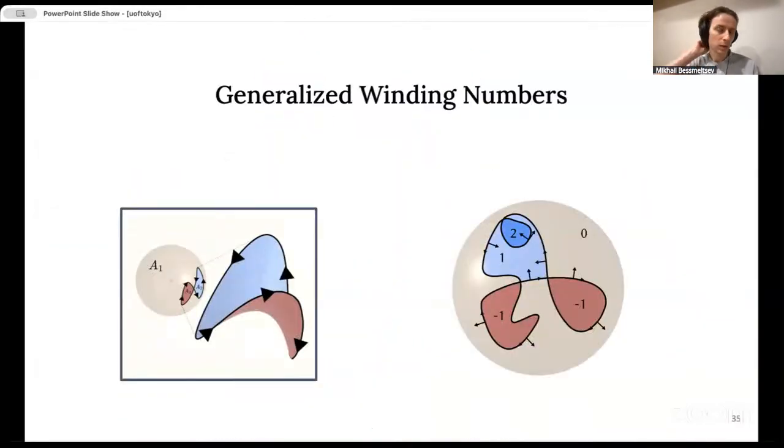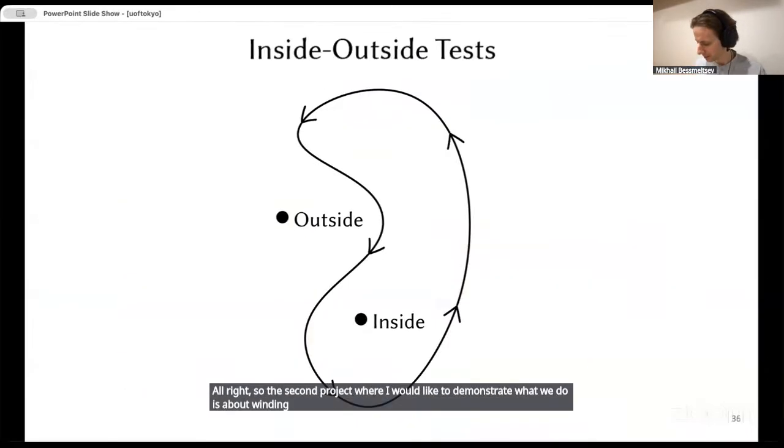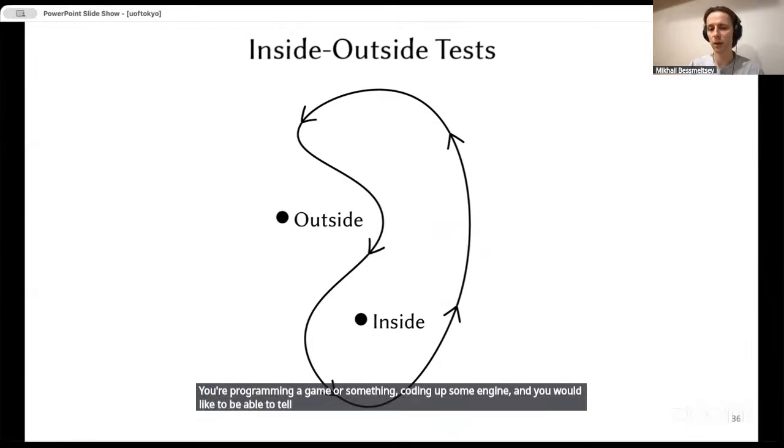All right, so the second project where I would like to demonstrate what we do is about winding numbers. So imagine you have this curve in 2D on the plane, and as you're programming a game or something, coding up some engine, you'd like to be able to tell whether you're inside or outside, right? So for this point, you would like to return inside. For this point, you would like to return outside.